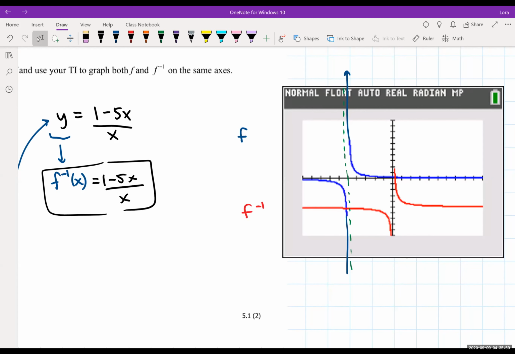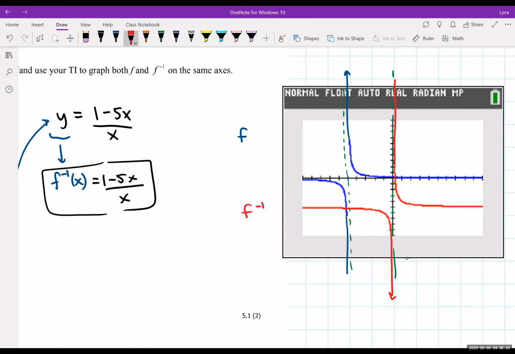As well as the red, if you look at the red function, the inverse function, it appears that our vertical asymptote is at x equals 0. So it's the y-axis. And similarly, you can tell that your inverse is going to hug that vertical asymptote as well.